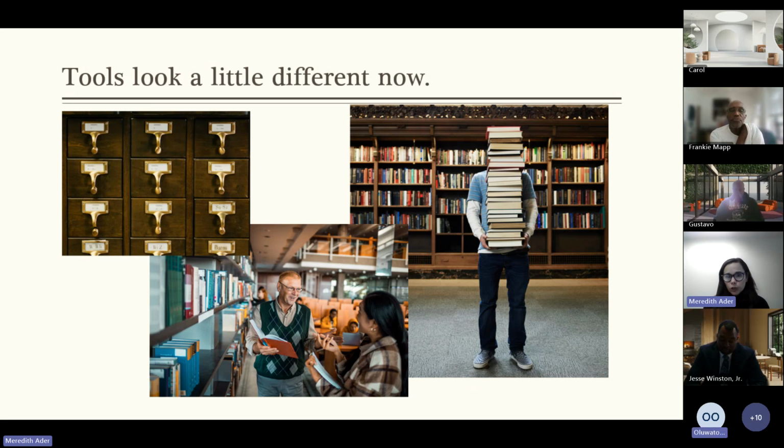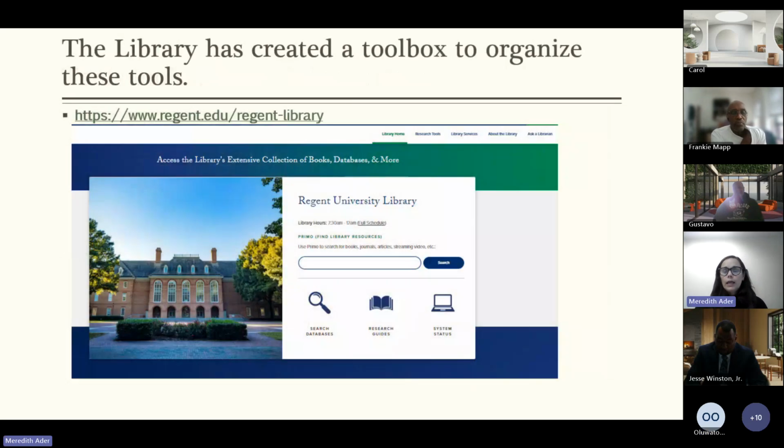We used to have to go looking for that needle in a haystack. Now it's more like we have a gazillion needles and we have to figure out which one of those is the best fit for our research. And we do all that in what we call Primo. So Primo is that discovery service that's going to look in all of our databases at the same time.